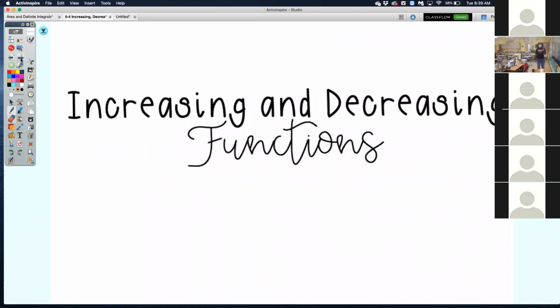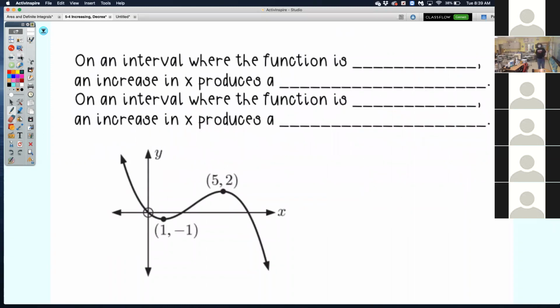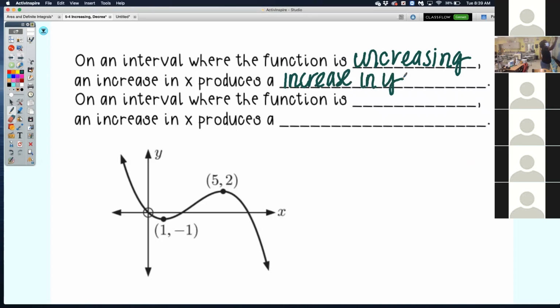First off, with increasing and decreasing functions, on an interval where the function is increasing, an increase in x produces an increase in your y, okay? So basically, as x is increasing, y is increasing as well, okay? That's what it means to increase.